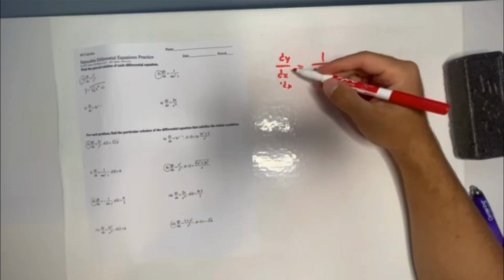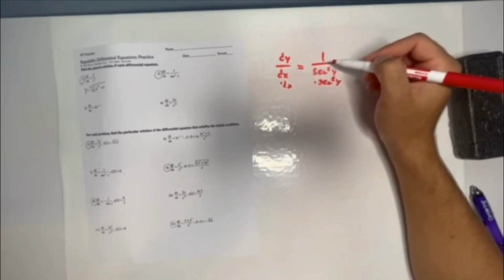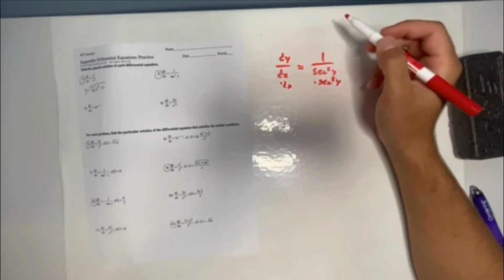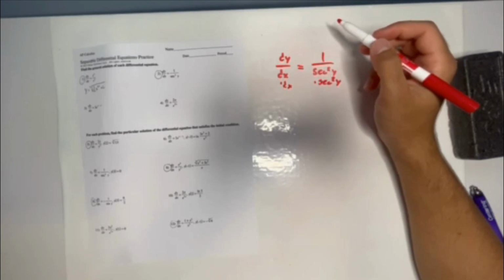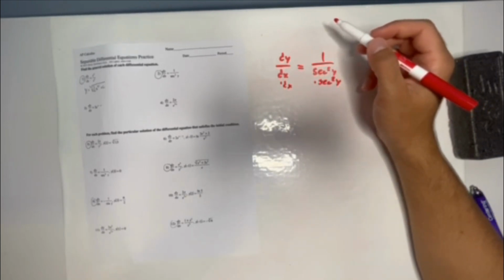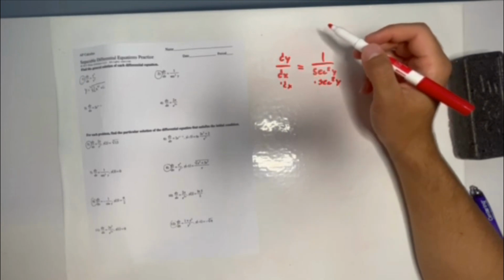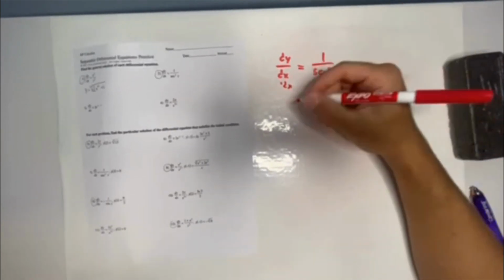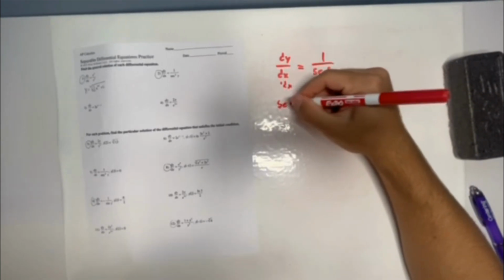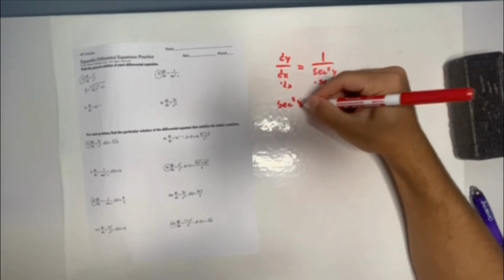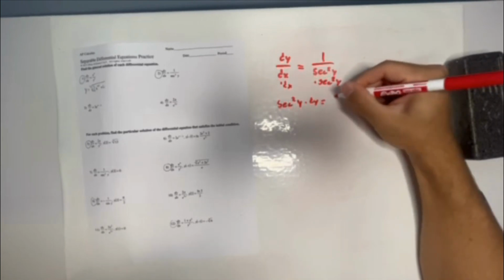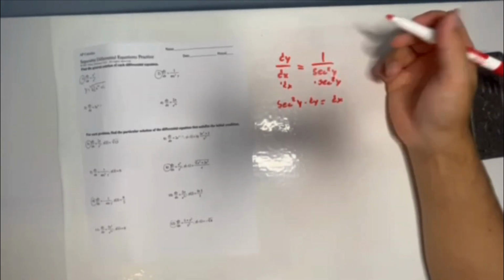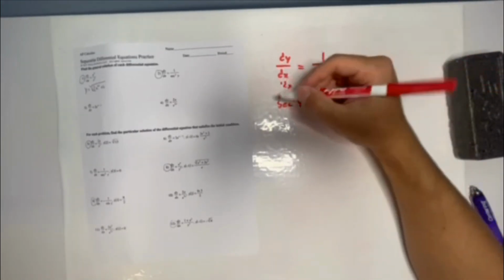And I guess you could divide the dy over to this side and that would separate them, but if I'm going to be honest, that's not smart. That's just a dumb move. It makes everything harder for you. I don't know why you would do that. But yeah, just never do that. So we just multiply it over and it becomes secant squared y times dy equals dx. And then from there, once we separate both sides, we should do the integral.